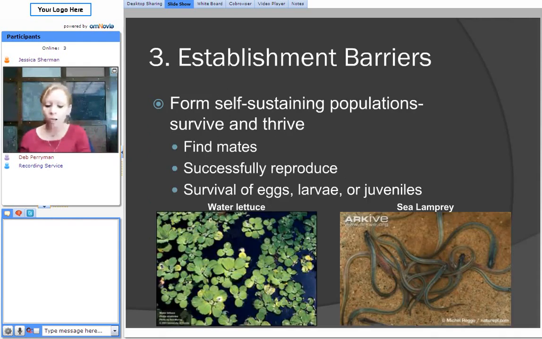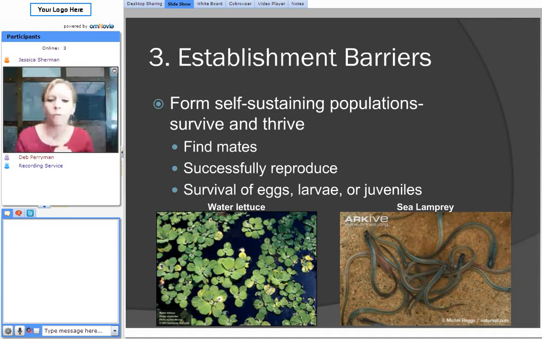So they have to overcome a survival barrier, and then they have to overcome establishment barriers. And these are the species, once it's introduced, and it can survive the biotic factors in that environment, then it has to be able to form self-sustaining populations. So it must be able to survive and thrive in an area. And that includes being able to find mates, being able to reproduce, and then each life stage has to be able to survive in that region. So that includes the eggs and the larvae and the juveniles.